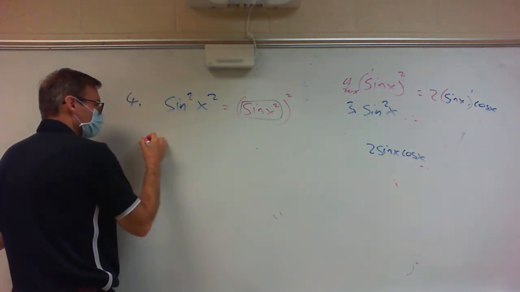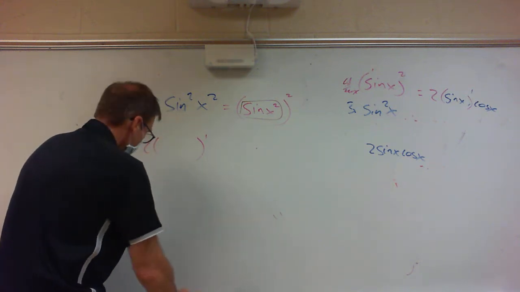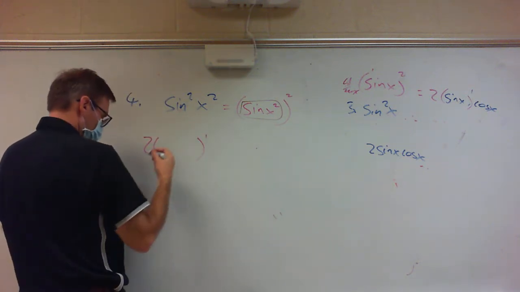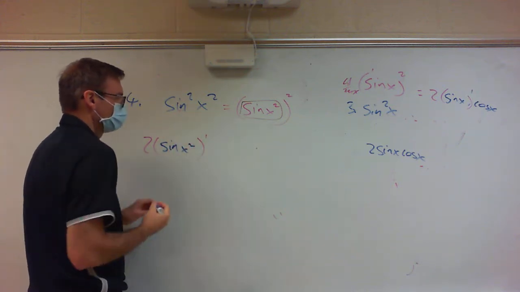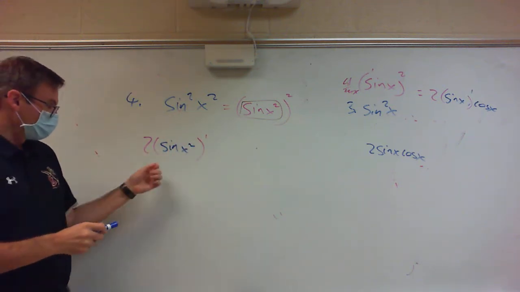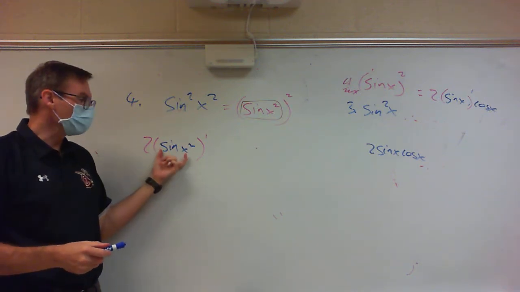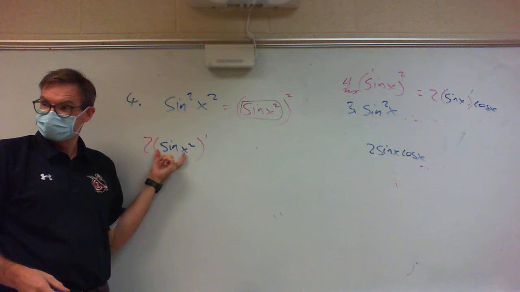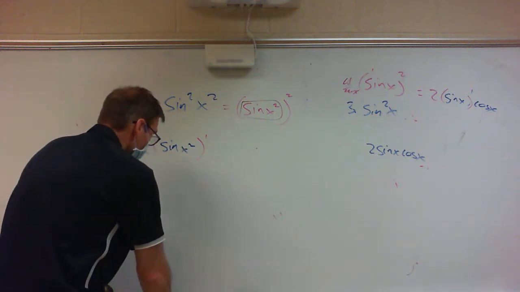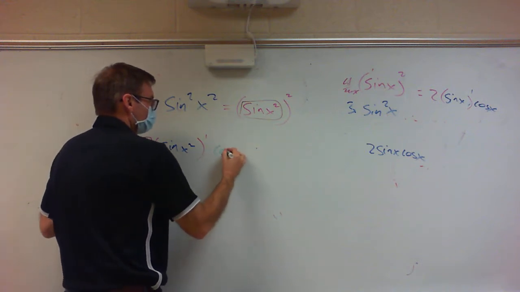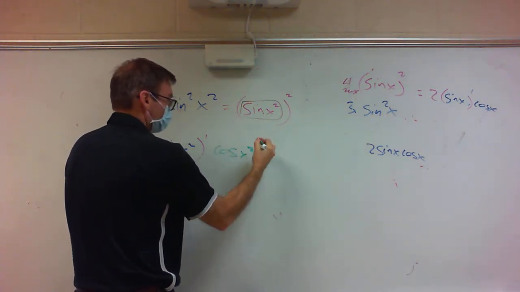this is going to give me 2 stuff to the first. I'll go ahead and write down what my stuff is, which is sine of x squared. This is my stuff, so I've got to take the derivative of this. And when I look at this, I see sine stuff. Do you see sine stuff? Yeah. And so our derivative of sine stuff is going to be cosine stuff.